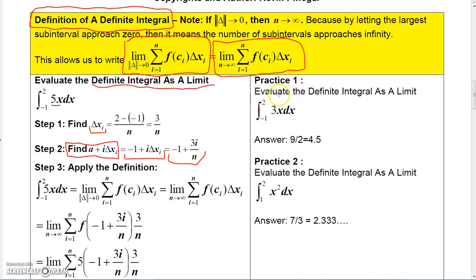Now we can change the integral to this limit. So we have the limit of the norm of this. Well, remember, as the norm goes to 0, n goes to infinity, so I can write it like that.